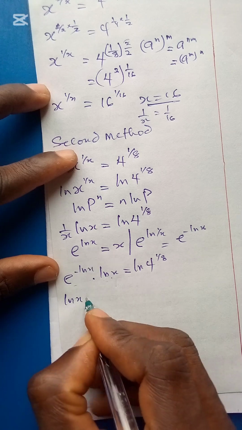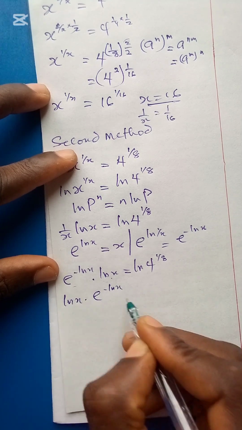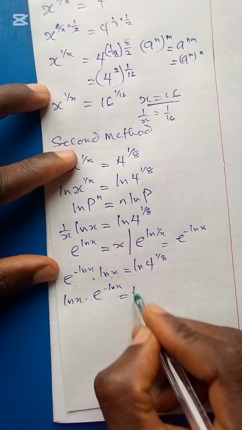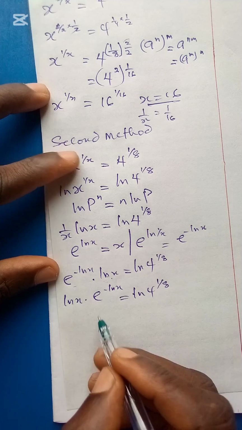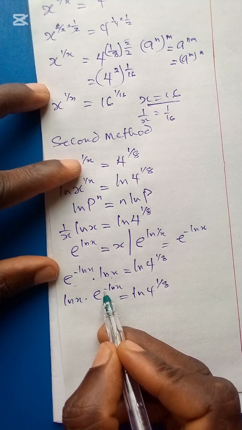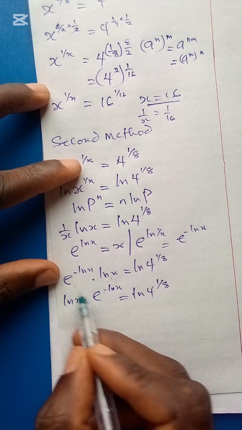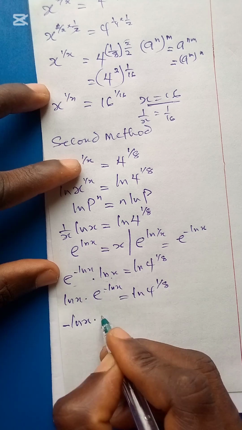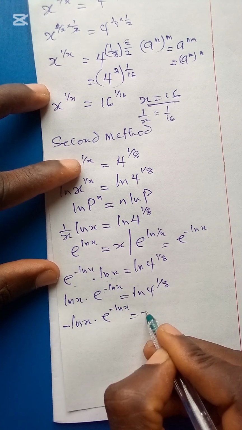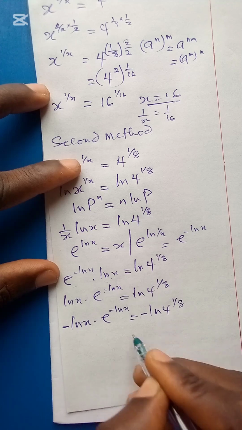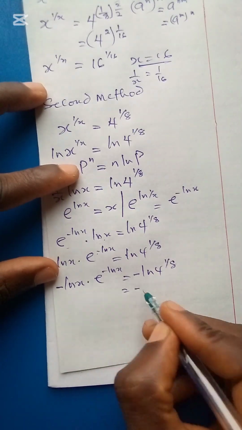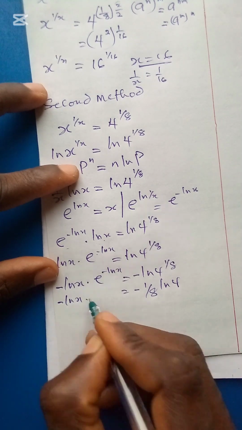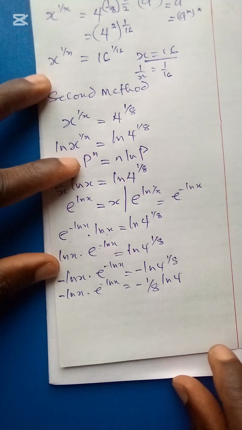So I have ln x times e raised to power minus ln x is equal to ln 4 raised to power 1 over 8. I can choose to bring down this one or leave it the way it is. Let us multiply both sides by minus 1. I want the power here to be the same thing as this base here. So I have minus ln x times e to power minus ln x equals minus ln 4 raised to power 1 over 8, or it's the same thing as minus 1 over 8 times ln 4.